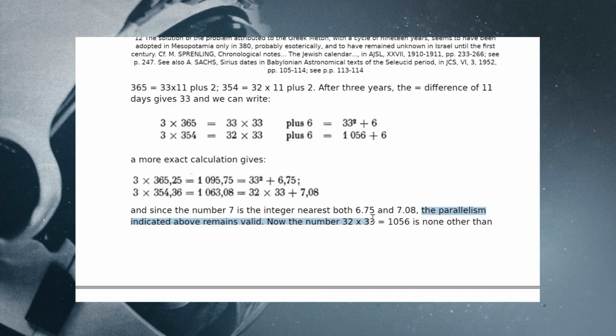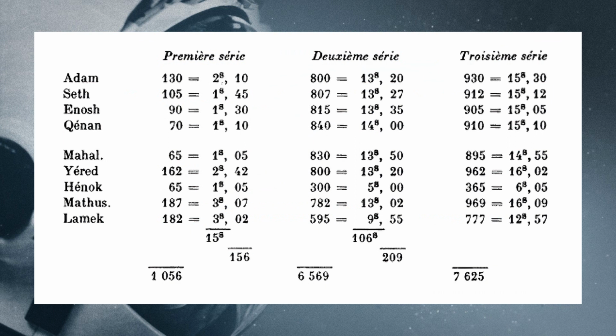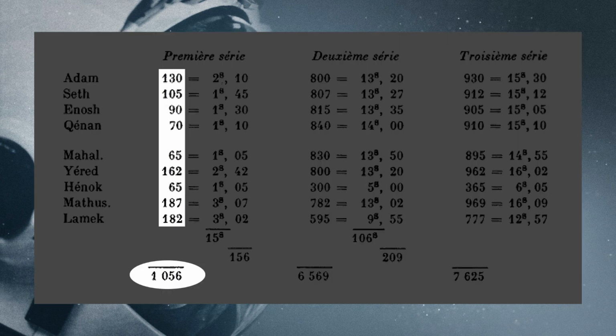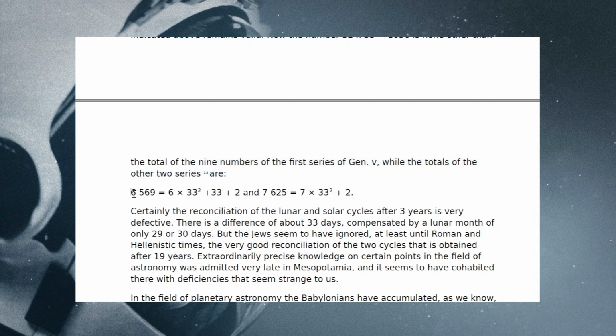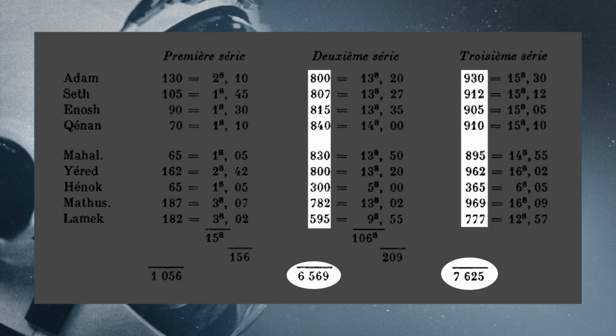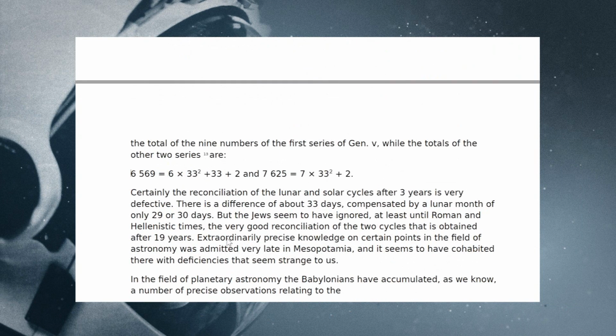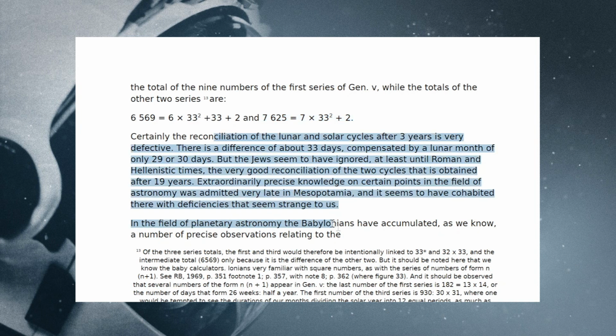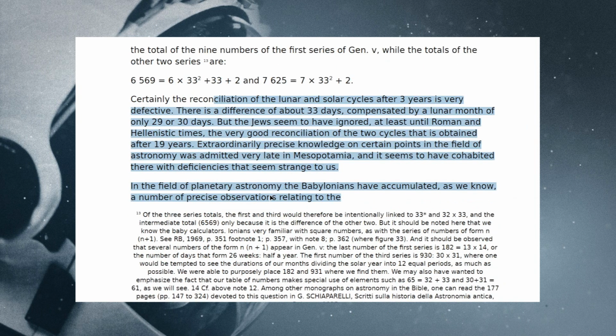Now the number 32 times 33 equals 1056 is none other than the total of the 9 numbers of the first series of Genesis 5, while the totals of the other 2 series are this. So he gives you the equation of how to get to the other numbers. So again, we're back to the series of numbers in our list here in Genesis 5. The first list being this equation that he gave above, and then he gives the other equations for how you would get the rest of them, where it's 6 times 33 squared plus 33 plus 2 for the second series of numbers. The last, which would be all of the lifespans of the patriarchs, is 7 times 33 squared plus 2.